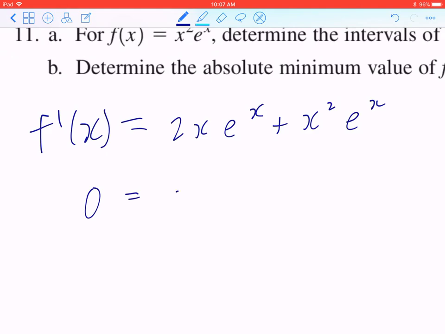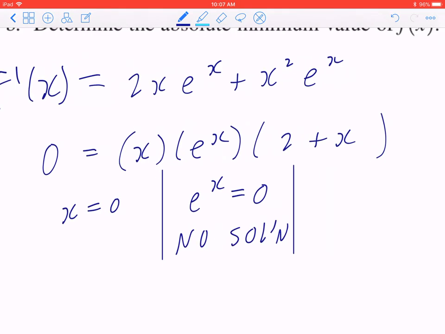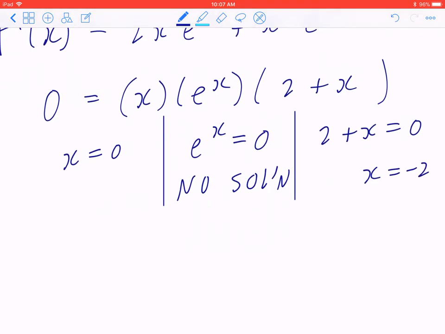Notice there's a common factor of x and e to the x, which you can bring to the front. And in the bracket, it's going to be 2 plus x. Now, again, you can divide this into 3 different columns, and you can solve for x respectively. In the first case, x is going to be 0. In the second case, and again, we did this for the third time in this lesson, e to the x is going to be 0. This implies there's no solution, and that's perfectly okay. In the last column, 2 plus x is going to be 0, which means x is going to be negative 2.